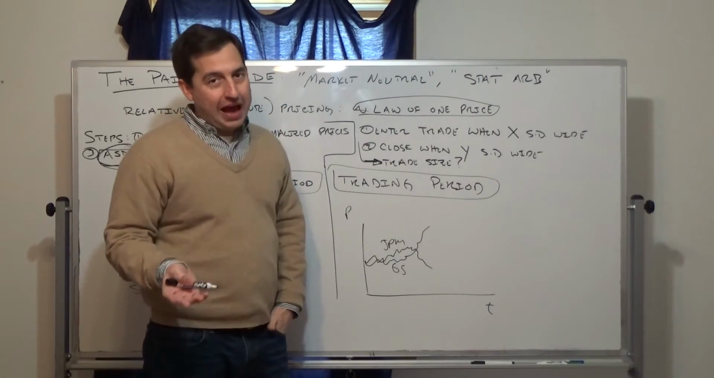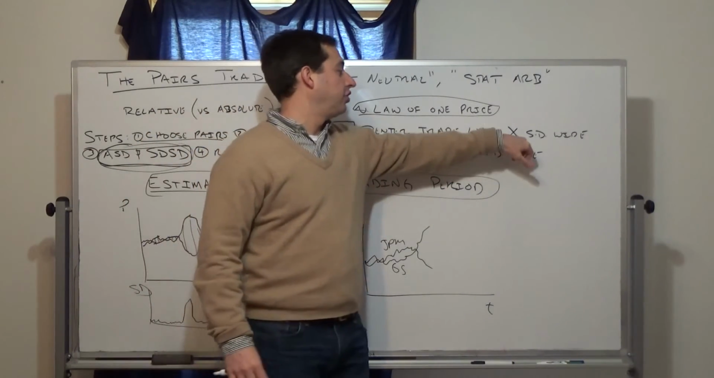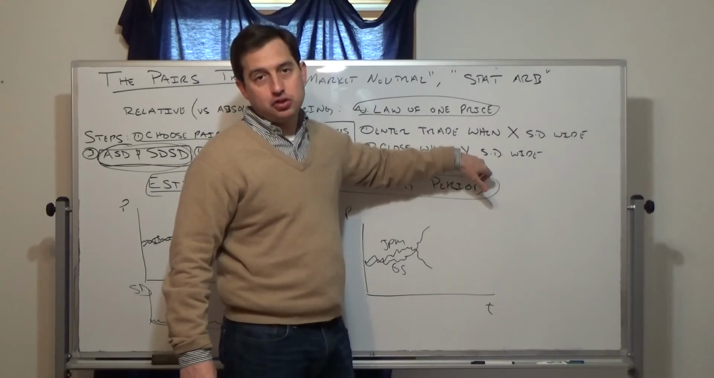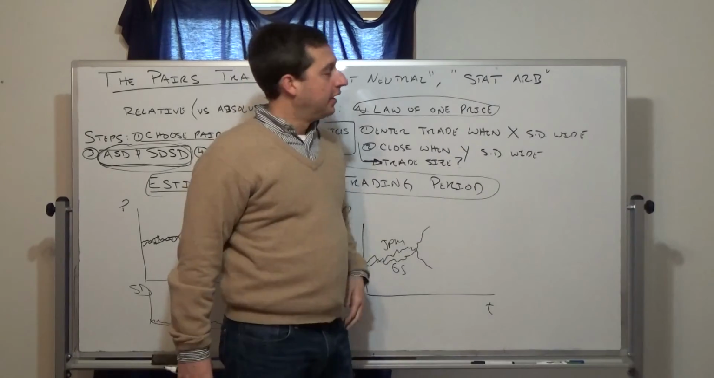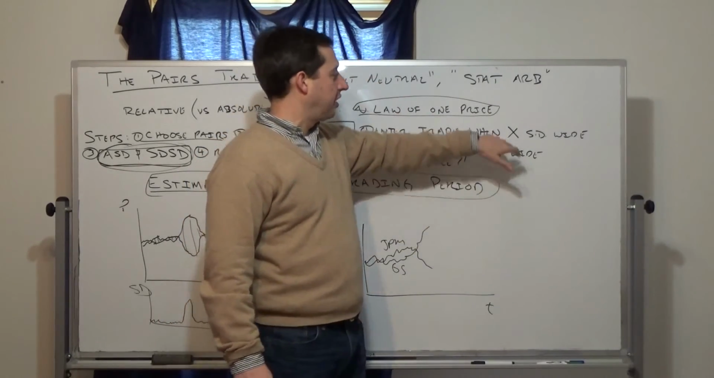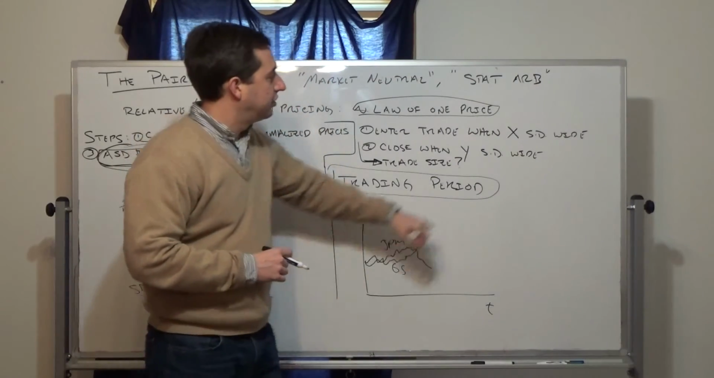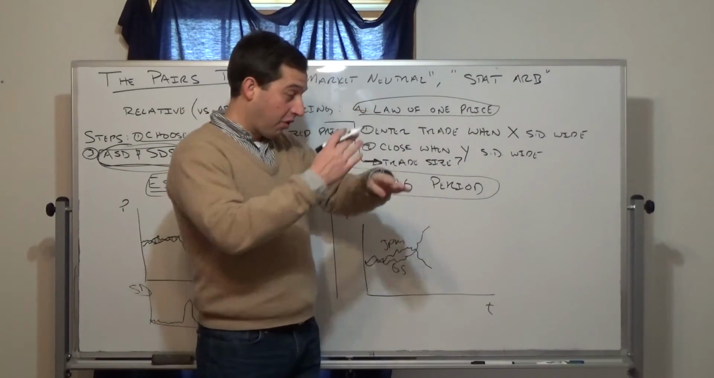That's not to say you have to do that. You could enter into a trade when it's 2.5 standard deviations wide and close the trade when they're 0.5 standard deviations wide. That's your choice. For now, I'll note that the text says 2 and then close the trade when they cross.